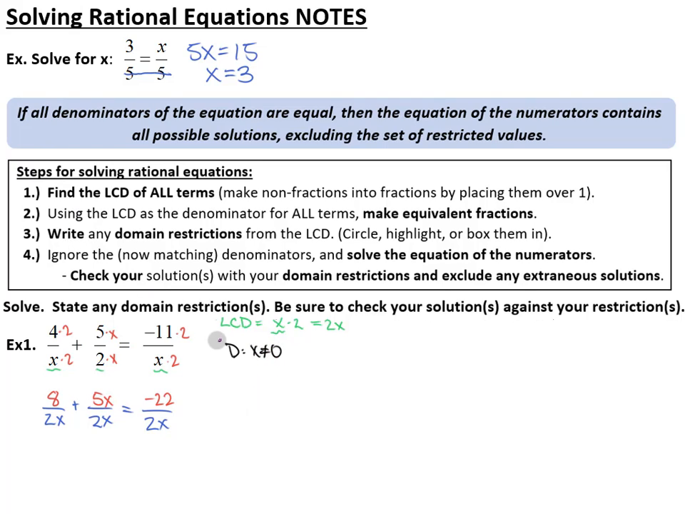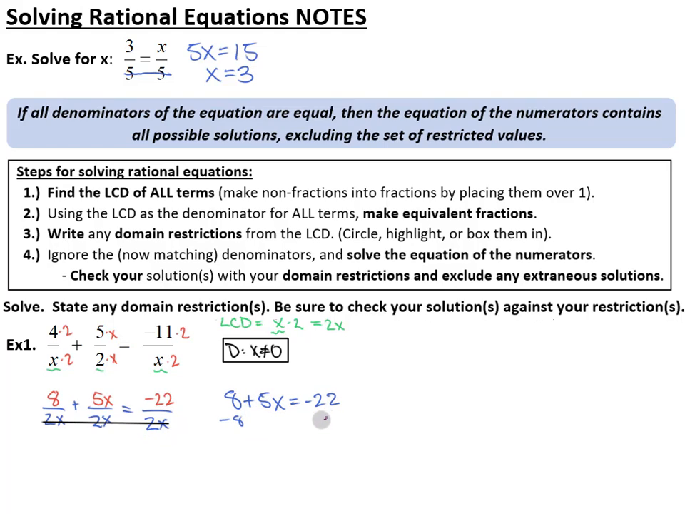Now I usually say to highlight this or make it stand out in some way. I'm going to box it in because when we get our final answers, we always want to check them against this and make sure we don't have a restricted value as an answer. Now we get to ignore the denominators that are all the same, and we can finish by solving the equation up top. If I solve the equation 8 plus 5x equals negative 22, this value of x should give me my solution.